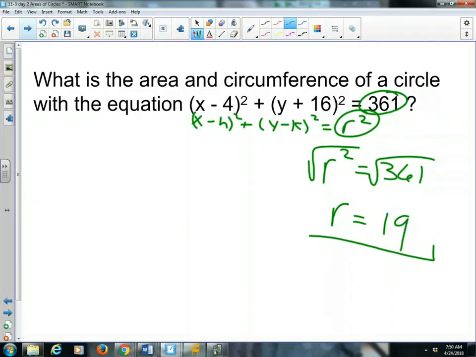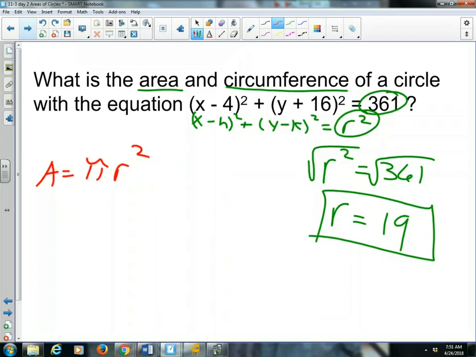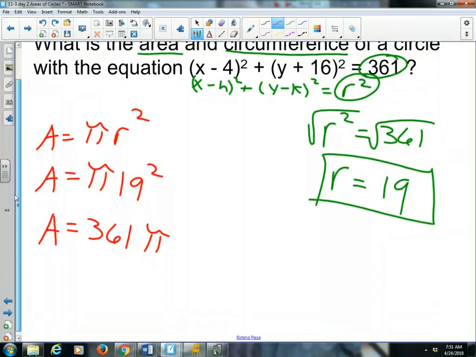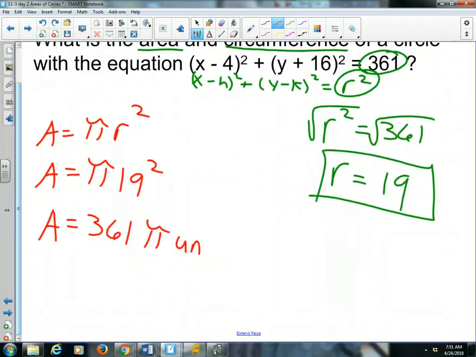And now, everybody, we have our radius. Now we can find the area, and we can find the circumference if we know what the radius is. So let's first find the area. The area equals pi radius squared. So the area equals pi times 19 squared. So if we square 19, we get right back to that 361. So the area is 361 pi. Are we given units on this one? No, we're not. So we'll put units squared.